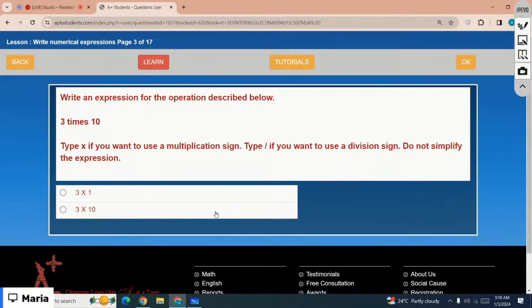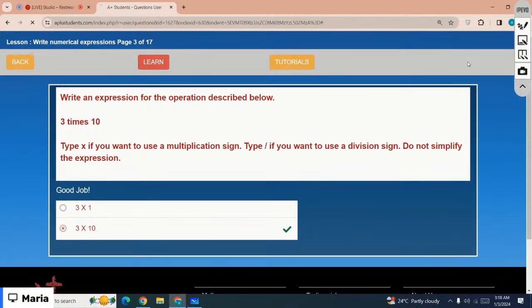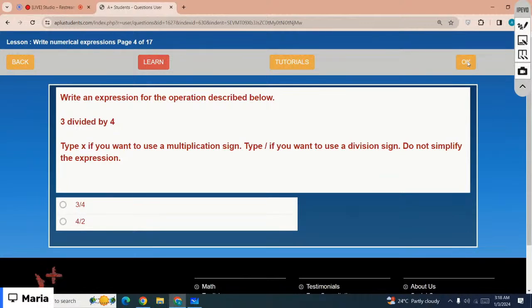Very good. Option 2 is the correct option. You have to multiply them, 3 times 10. Got it? Write an expression for the operation described below. 3 divided by 4, which is the correct option, 1 or 2?